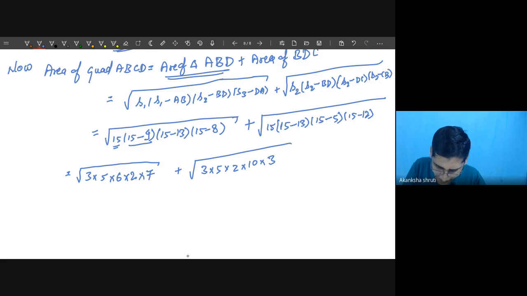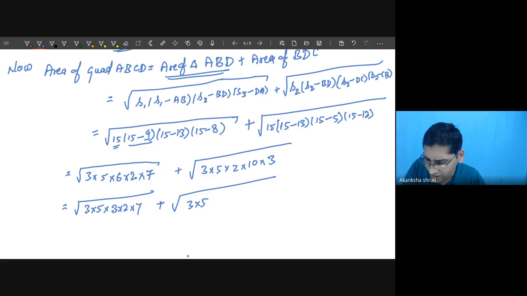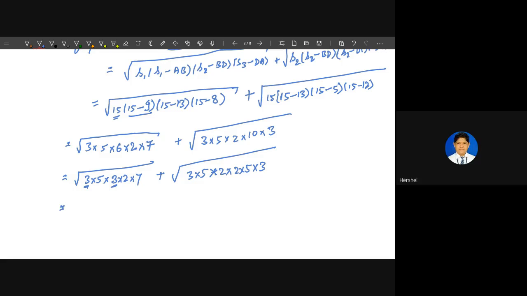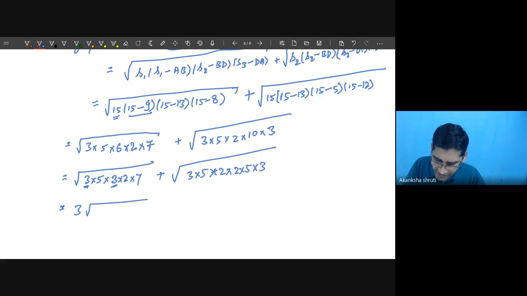So keep in mind, we may write this further as 3 into 5, this 6 as 2 into 3 or 3 into 2 into 7, plus do the factorization 3 into 5 into 2 into 2 into 5 into 3. Student, take it. What can be taken out? This 3 and 3 can be taken out. Only this 3 can be taken out. Nothing more can be taken out. Yes, sir. Only 3 could be taken out. All the other things left inside, you need to multiply. So 5 2s are 10 into 7, 70.